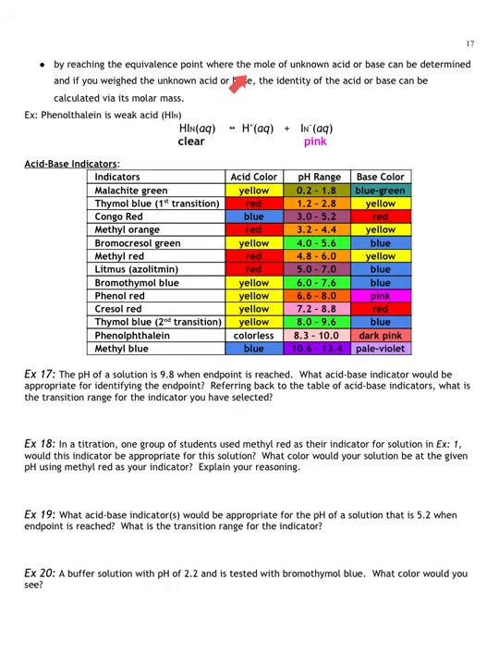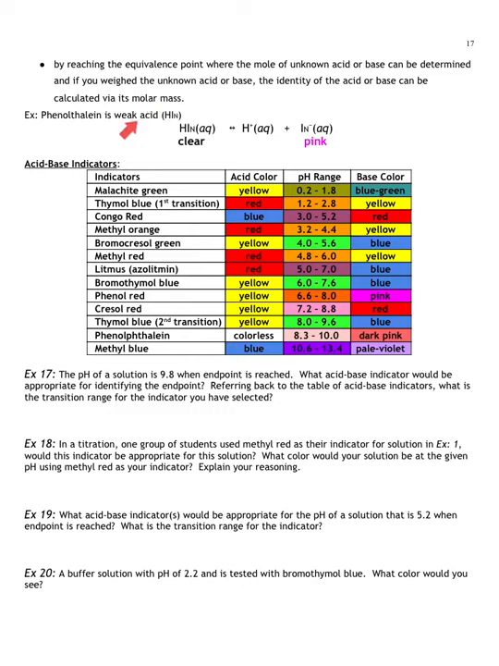By reaching the equivalence point where the moles of the acid or base can be determined, and if you weigh the unknown acid or base, the identity of the acid or base can be calculated via its molar mass. So in essence, you can also identify an unknown acid or base if it's a solid and find its molar mass in the end.